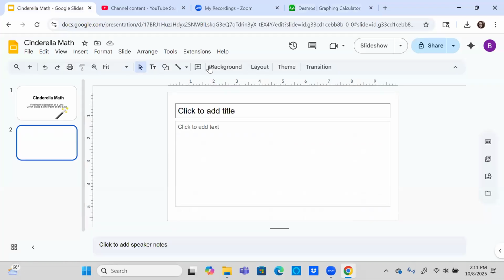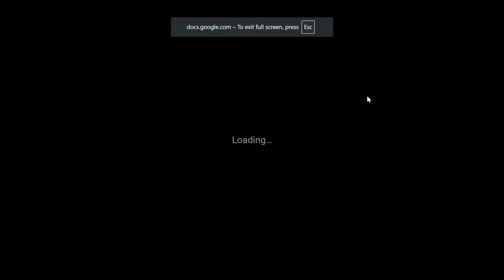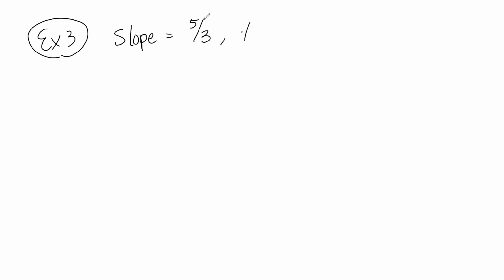Alrighty. Let's do an example where the slope is a fraction. So this is probably people's most scared one, because it is normal to be scared of fractions, but don't be. We got this. Okay, we are going to have a slope on this one. This is example 3. Our slope is going to be 5/3, and it needs to go through the point 3, 5.